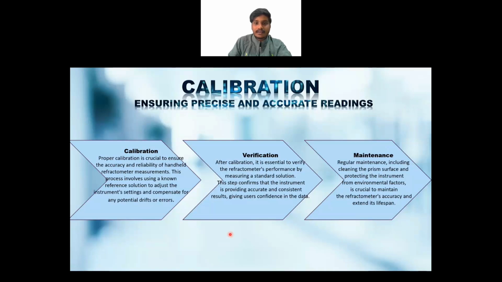Next, going to the topic of how calibration is done. Proper calibration is crucial to ensure the accuracy and reliability of handheld refractometer measurements. This process involves using a known reference solution to adjust the instrument settings and compensate for any potential drifts or errors.